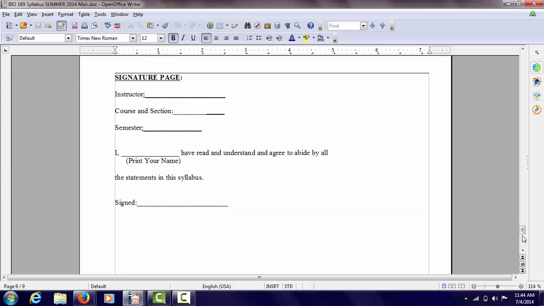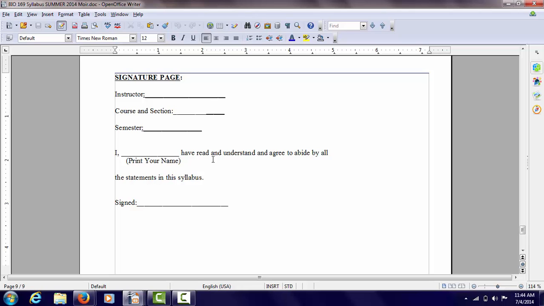Alright, what you need to do, this very last page, is a signature page. And it's like everything else in life, don't sign anything without reading it. So take the time to read over this syllabus in more detail. And you'll need to print this last page out, not the whole syllabus, but just this last page, page number 9, and fill it out with my name, Bio 169, and summer 2014, and then sign it. And by signing this, you are agreeing to everything in the syllabus. You know, how the course will be graded, what the grading scale is, what is dropped, what isn't dropped.